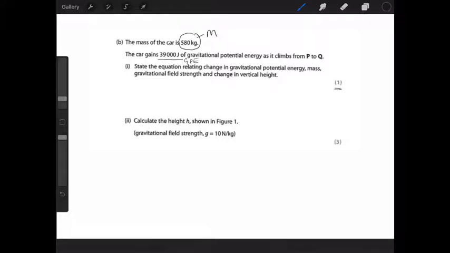So we are being asked for the change of gravitational potential energy is equal to the mass times the gravitational field strength times the change of height, our mgh equation. And that's really quite kind of the question, to separate the marks out like that and lead us into which equation we're going to need to use.